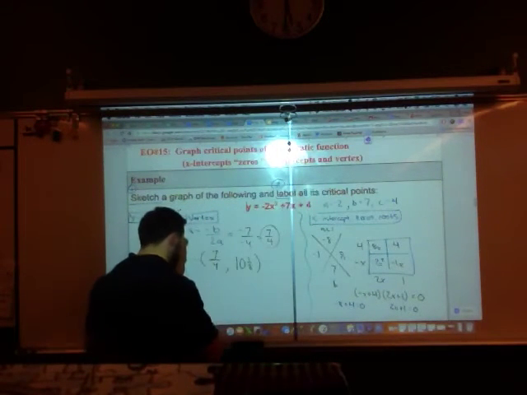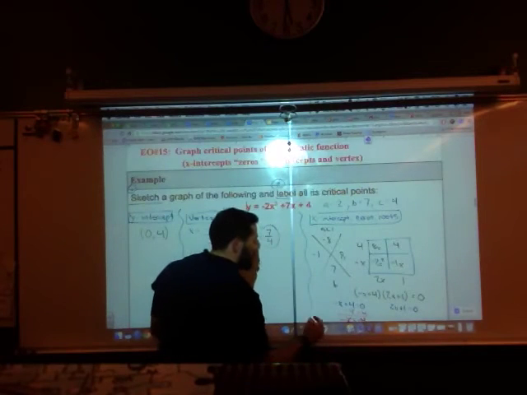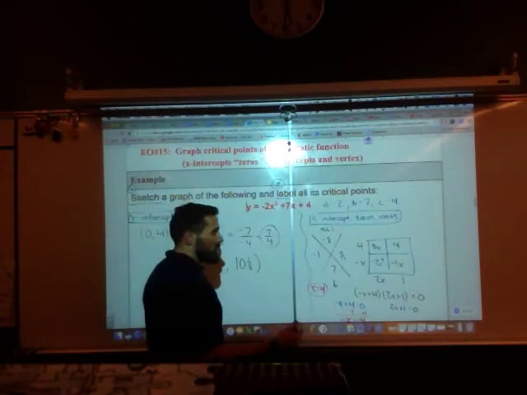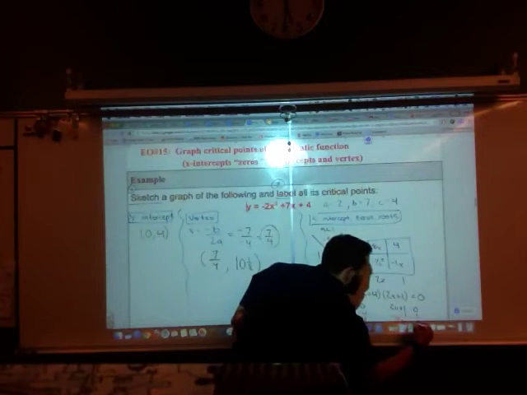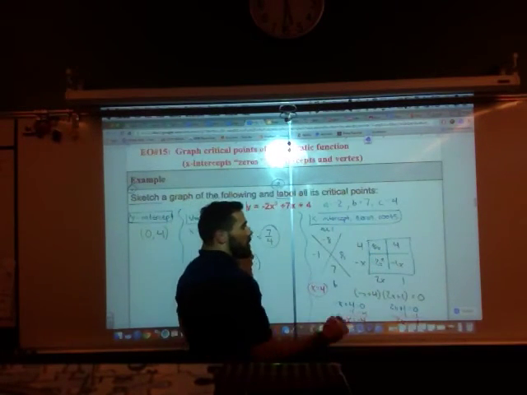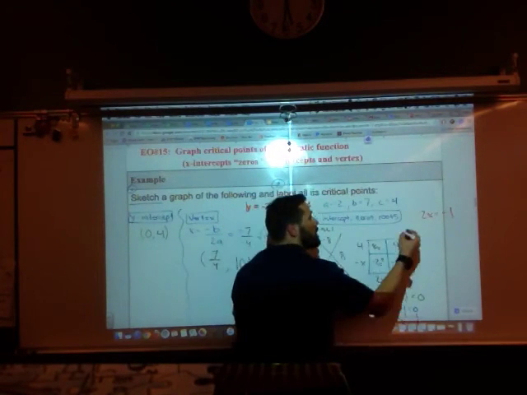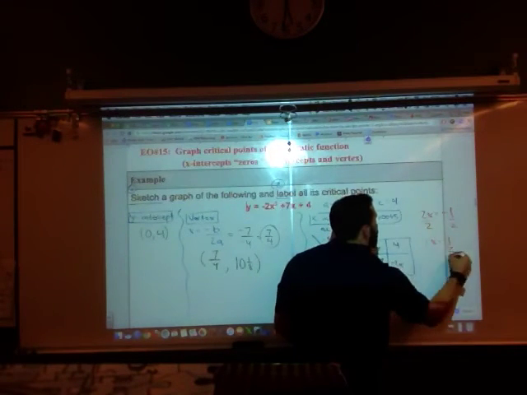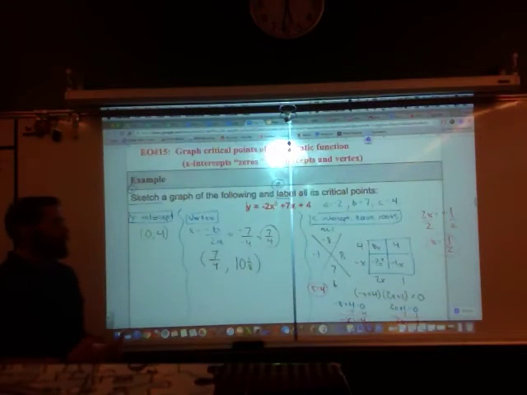I'll go a different color. Subtract 4 on both sides. A negative x is equal to a negative 4. So that means that x is equal to 4. That's one of my roots, one of my x-intercepts. Subtract 1, subtract 1. 2 times x is equal to a negative 1. I'm not quite finished there. Divide by 2, divide by 2. x is equal to negative 1/2. Okay, so those are all my critical points.